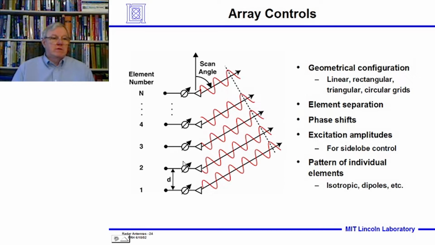Another parameter to deal with is the element separation, the phase shifts, the amplitudes, how we amplitude modulate as we go down the array. That will control the side lobes. And the pattern of the individual elements. Are they dipoles? Are they isotropic elements or special design? All these parameters will go into the design of the exact performance and directivity and side lobe level of a phased array radar. But we're just going to go into some of the basics here.